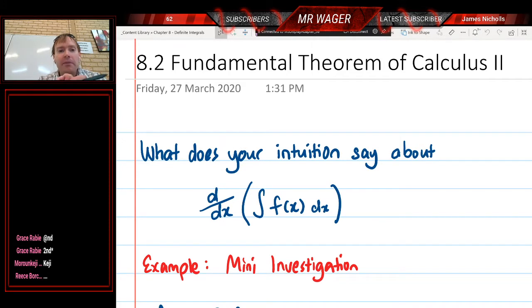So this fundamental theorem of calculus, the second version of it, I've posed this starting question. It says, what does your intuition say about the derivative of an antiderivative? So that's what we're going to look at as a mini investigation. We're going to look at what happens when you look at the derivative of an antiderivative.